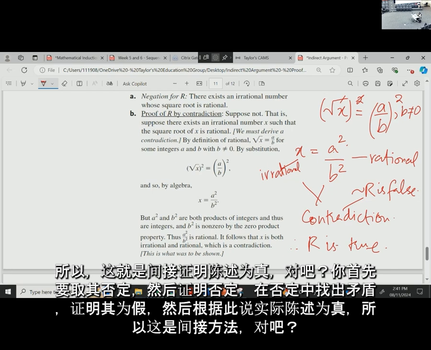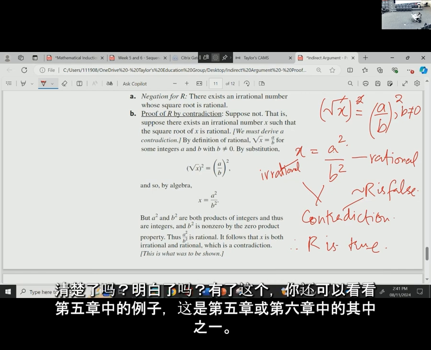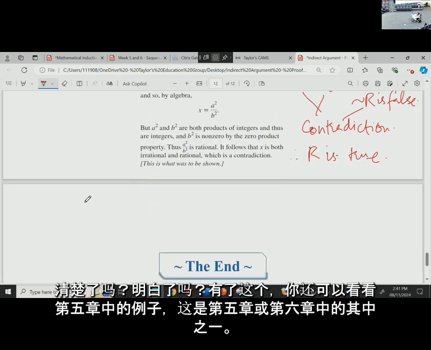You are first taking its negation, then finding a contradiction in the negation, proving that to be false, and then based on that you are saying that the actual statement is true. So it is an indirect method. Is it clear? Understand?